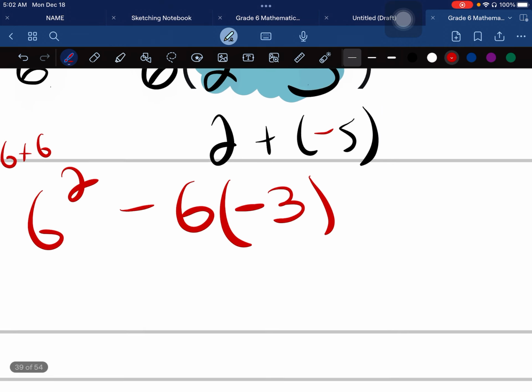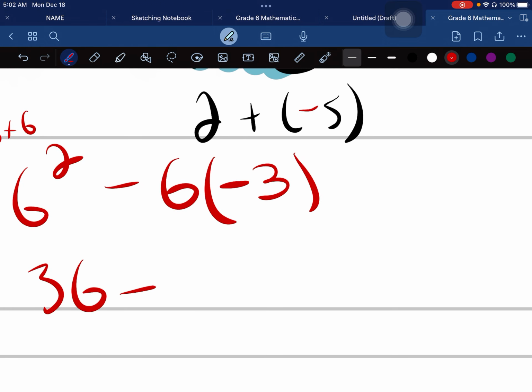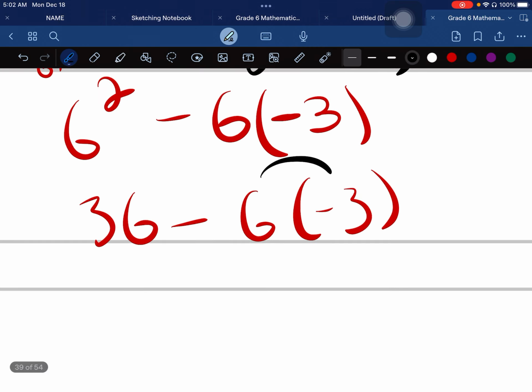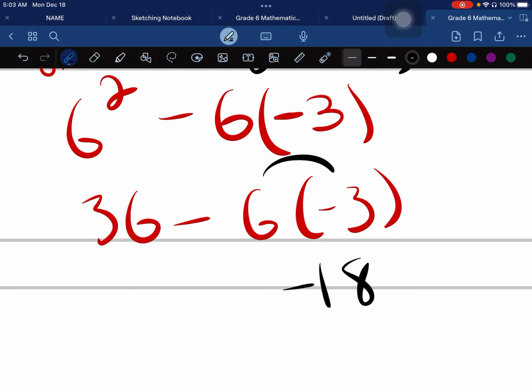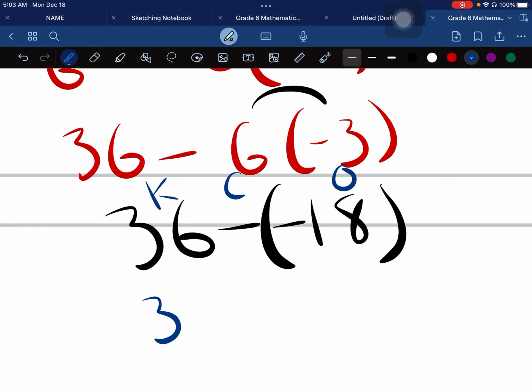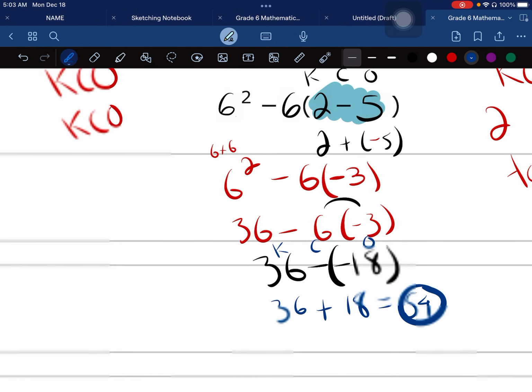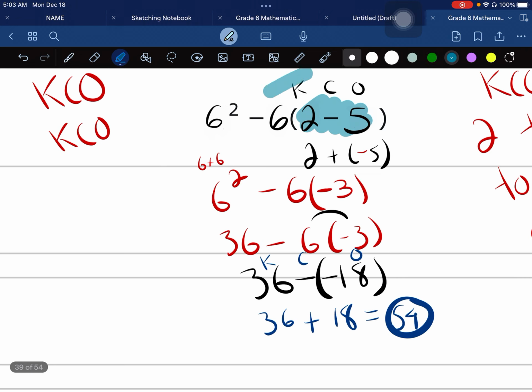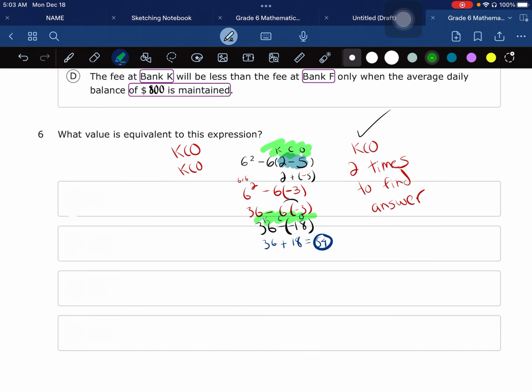6 times 6 is 36 minus 6 times negative 3. Then this multiplication is next, which is going to be negative 18. So 36 minus negative 18, that's just weird. So we do KCO, 36 plus 18, boom. So KCO, 2 times, 2 veces.